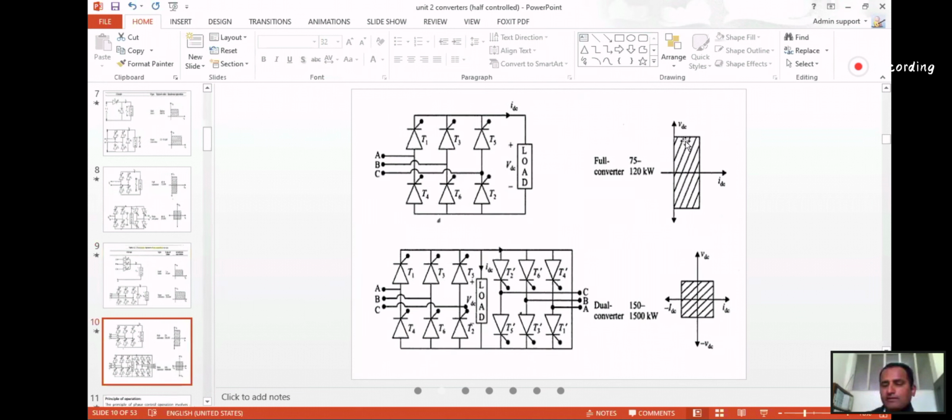This is a full controlled converter where 2 quadrants are used, and 6 thyristors are used in this case. In the 3-phase dual converter, 12 SCRs are used, and this can be used between 150 to 1500 kilowatt.